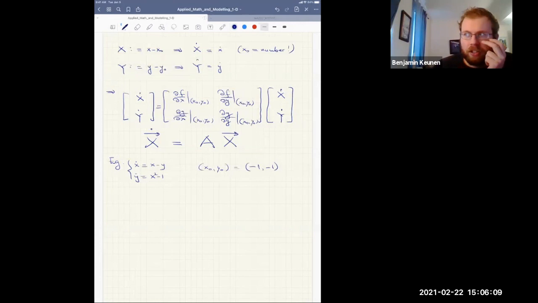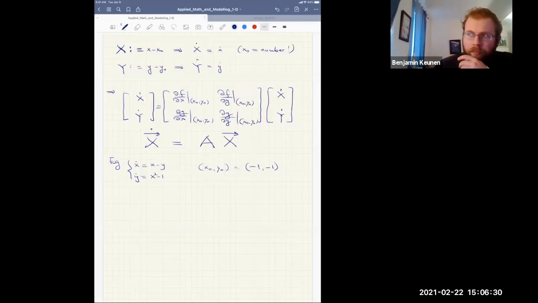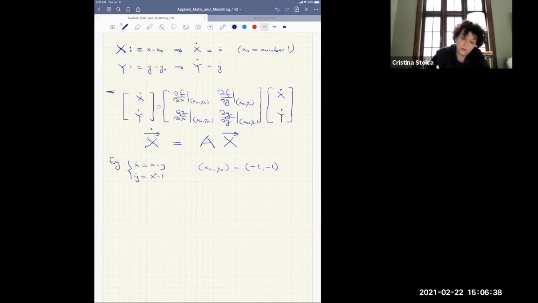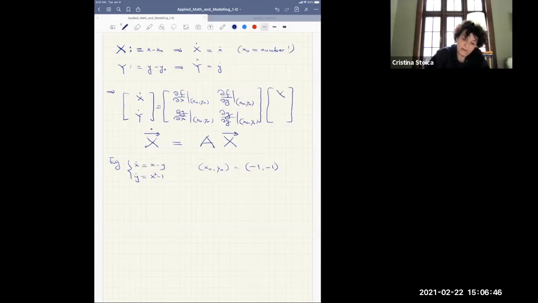Sorry, isn't the right side at the top supposed to be just x and y? In the matrix form, you have x dot, y dot on the right side there. Oh, just x and y, no dots? No dots, that's absolutely correct. Thank you. Good, someone is following me.